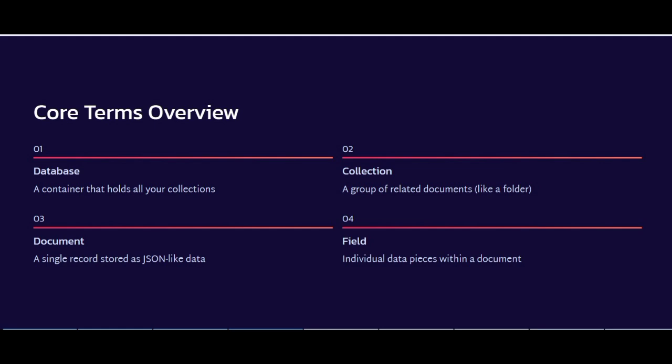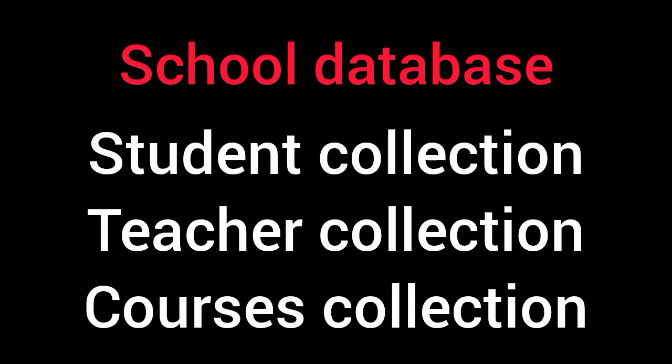So database is a container that holds all our collections, and collection is a group of related documents, and document is a single record which is JSON-like data, and field is nothing but the column or the property like name, age, etc. So let us explain this with an example. I am taking the school database.